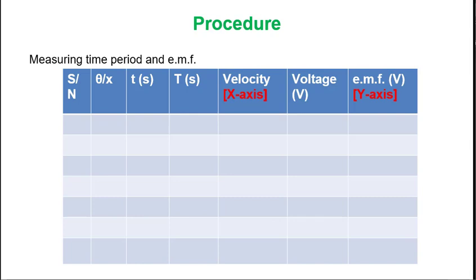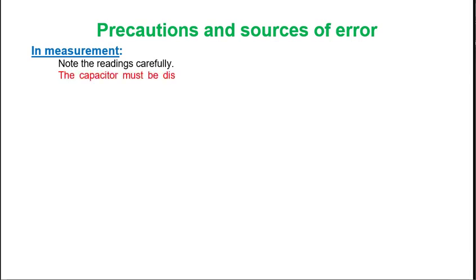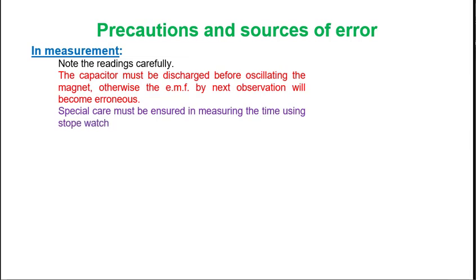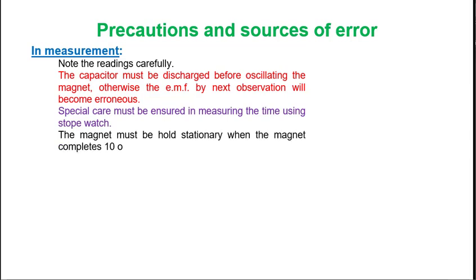At last, let us talk about the precautions and sources of error in the experiment. So in the measurement, note the readings carefully. The capacitor must be discharged before oscillating the magnet. Otherwise, the EMF from the next oscillations will become erroneous. And special care must be taken in measuring the time using the stopwatch. The magnet must be held stationary when the magnet completes 10 oscillations.